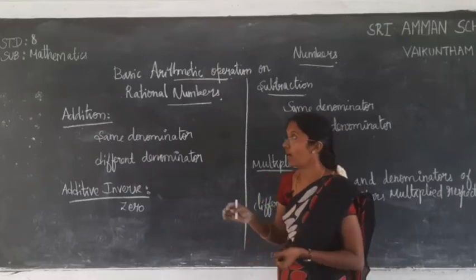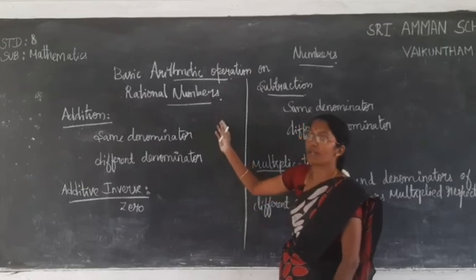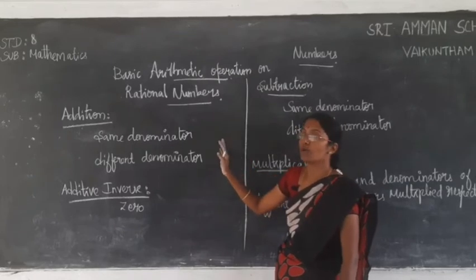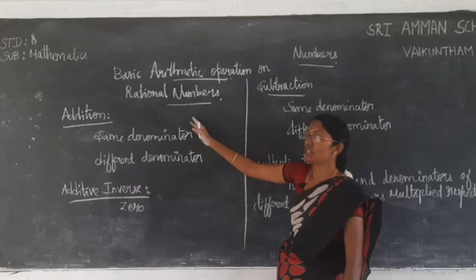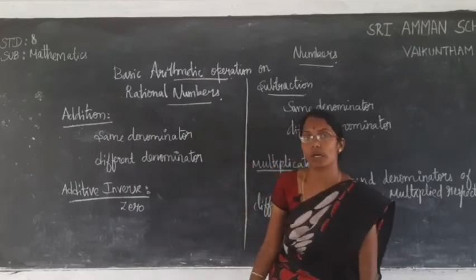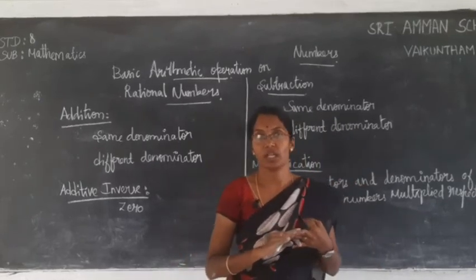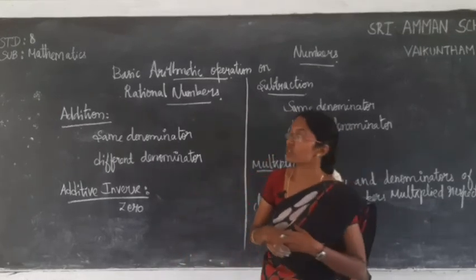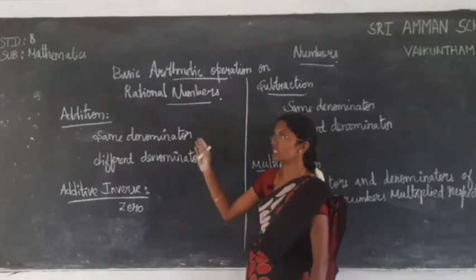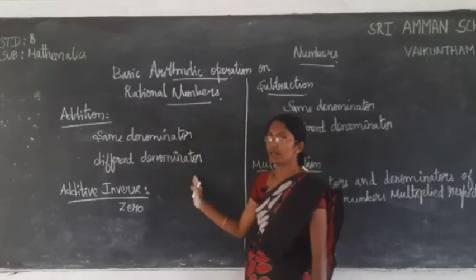In this session we are going to see how to apply basic arithmetic operations on rational numbers. What are the common basic arithmetic operations you know? Addition, subtraction, multiplication and division. Come, let us see how to apply these operations on rational numbers.